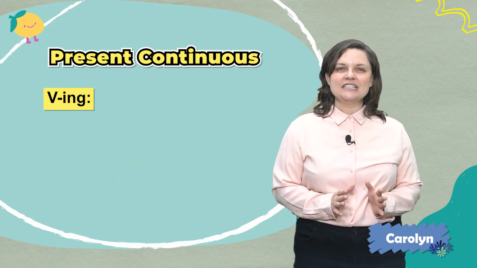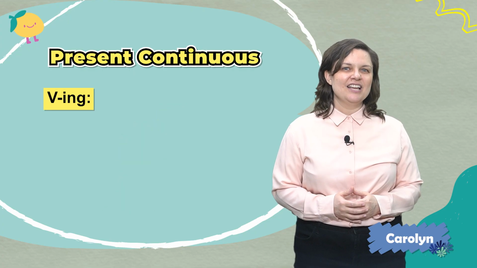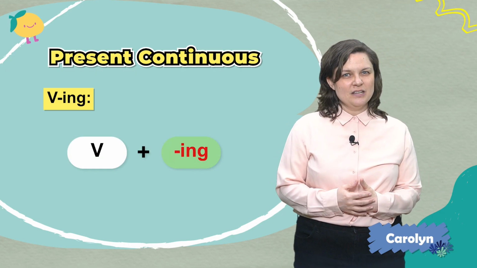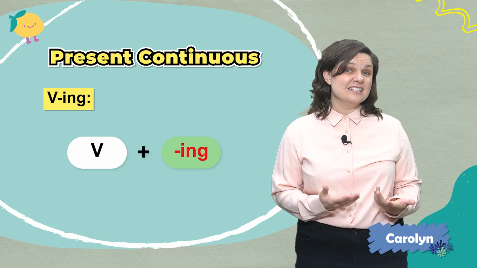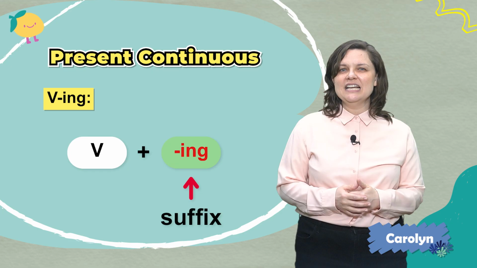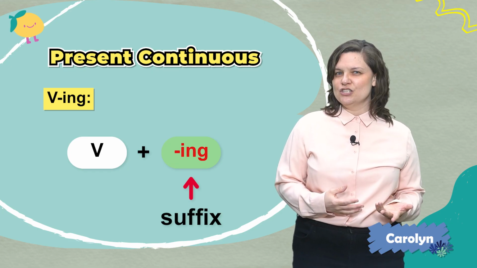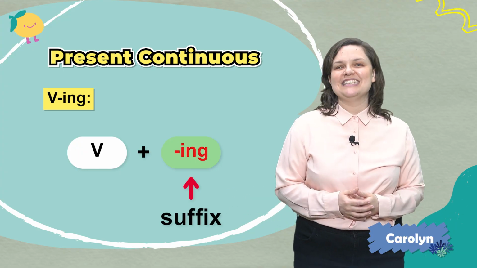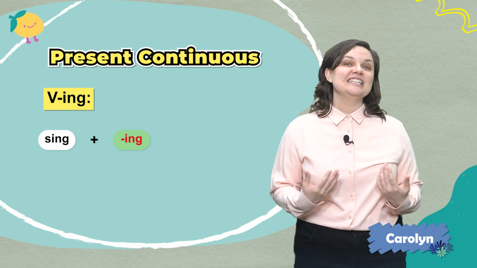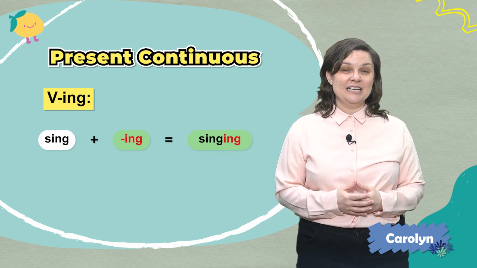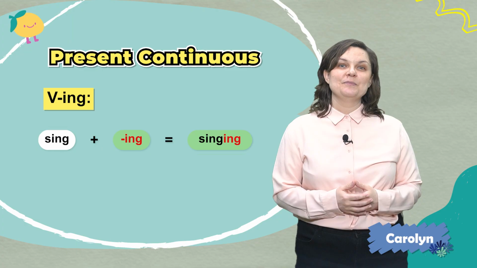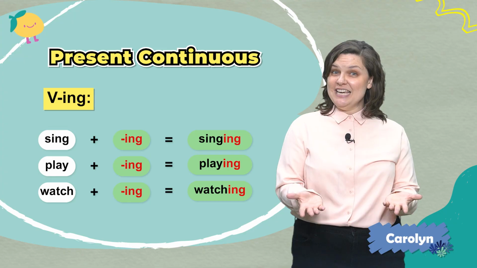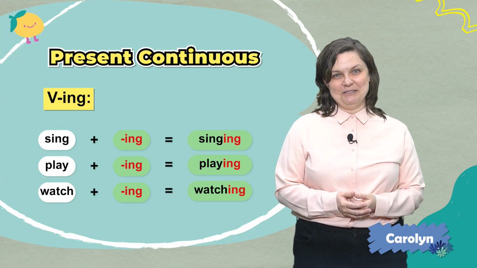Probably one of the hardest parts of the present continuous tense are spelling changes with the verb plus ing. So sometimes when we add a suffix, that's the back part of the word, the spelling of your word will change. But for most verbs, we just add ing. For example, sing becomes singing. S-I-N-G plus ing. Play, playing. Watch, watching. You see? We just add ing.